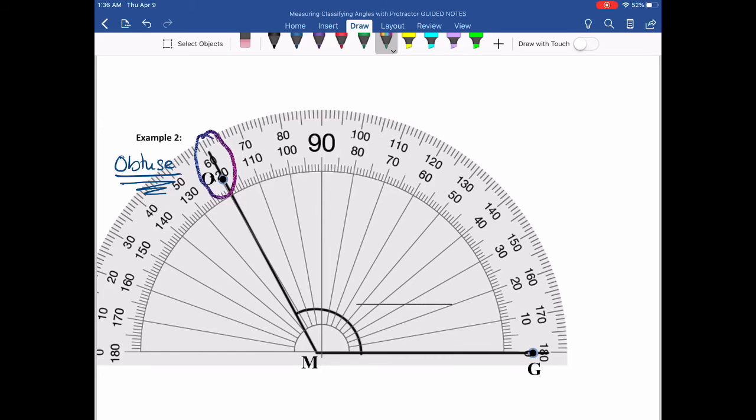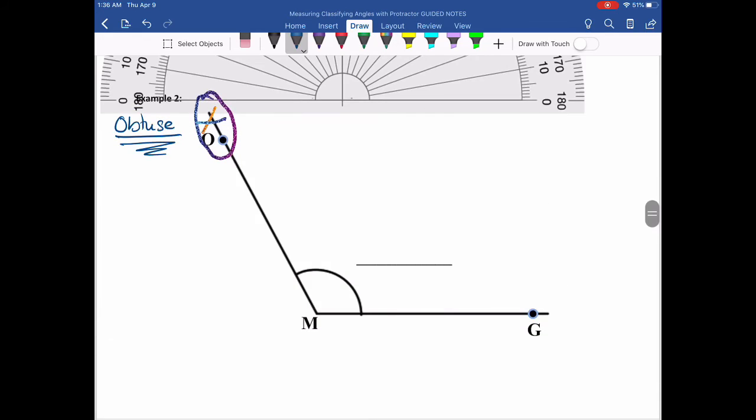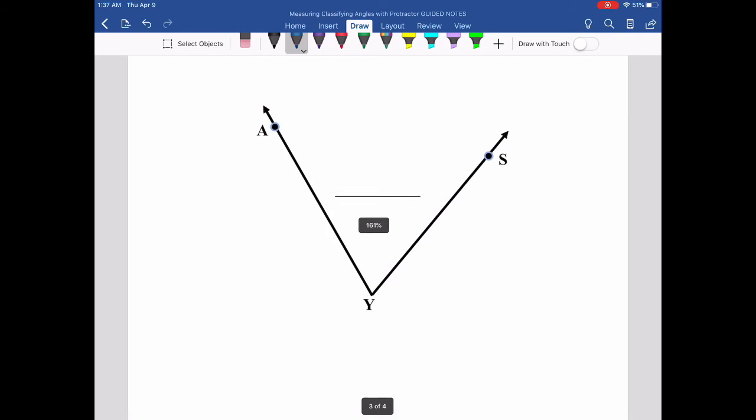We've determined that it's obtuse, so 60 is the number that we're probably not going to go with. We're going to definitely go with that angle being 120 degrees. So there you go. This angle right here, angle OMG, equals 120 degrees. All right, going on to the next example.